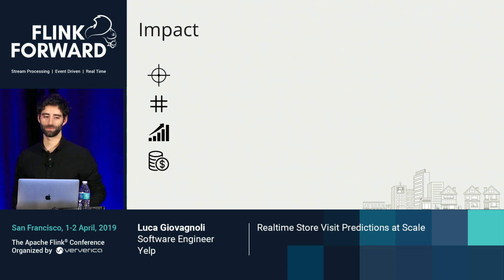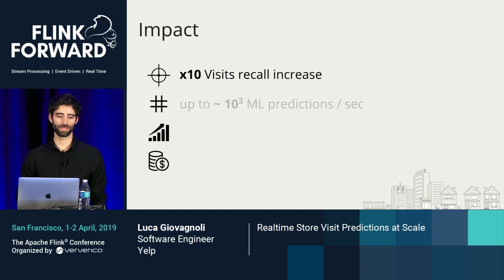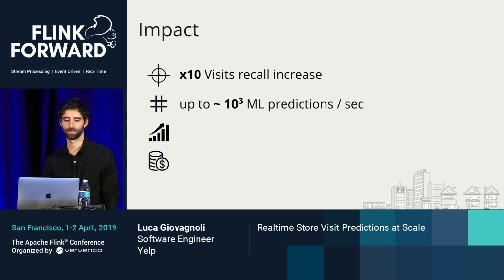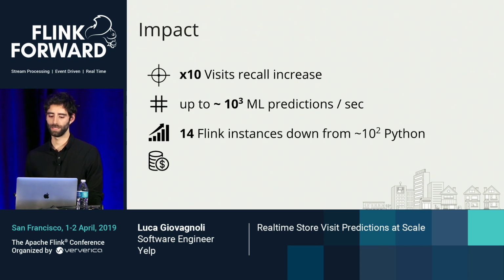First of all, we could implement a better clustering. So we had a higher visits recall, a 10x visit recall increase. Huge gain, huge win, and Flink was justified. So yeah, let's do it. We managed to scale up to thousands of machine learning predictions per second at Yelp. And as I said before, we managed to solve our scaling problem. So we went down from hundreds of Python processes to only running 14 Flink instances.